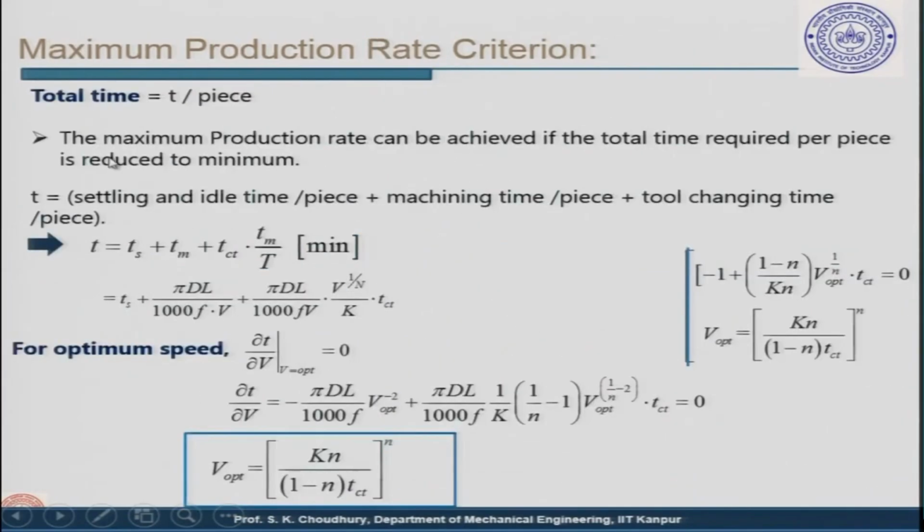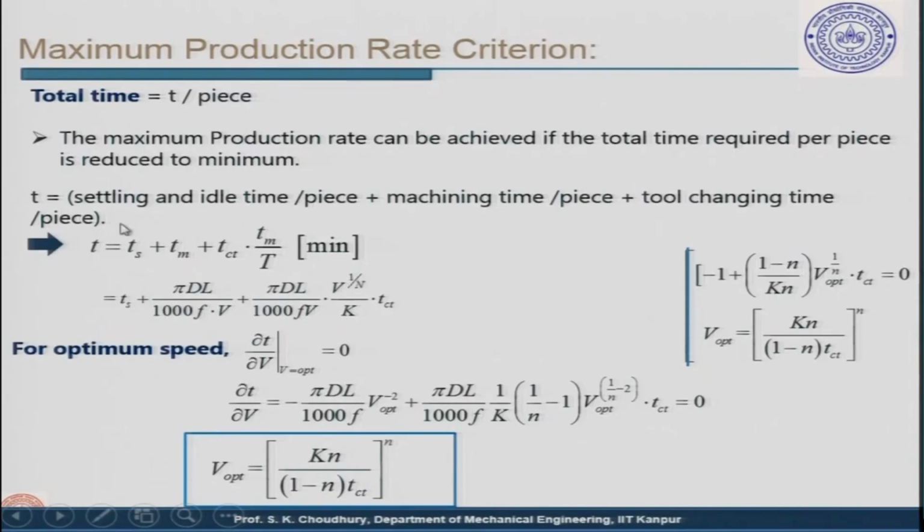Now, next is the maximum production rate criteria. What will be the optimum value of the cutting speed for which we will be getting the maximum production rate? Let us say the total time to make a product is T per piece, small t. The maximum production rate can be achieved if the total time required per piece is reduced to minimum. This is understood, that when the time is minimum, the production rate is higher. Rate is 1 by time. Production rate is 1 by production time.